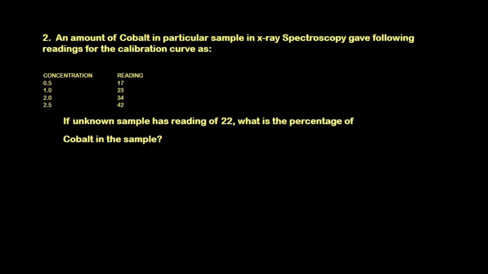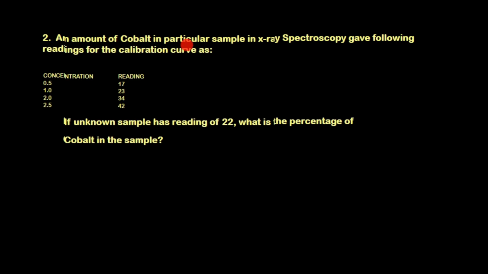Now this is your second problem. An amount of the cobalt in a particular sample in X-ray spectroscopy gave the following readings for the calibration curve. When concentration is 0.5, the reading is 17, and when concentration increased to 1, it is 23, and when it is 2, it is increased to 34, and when it is 2.5, it is 42. So it's actually increasing, right? When you increase the concentration, then the reading is also increasing in the calibration curve.